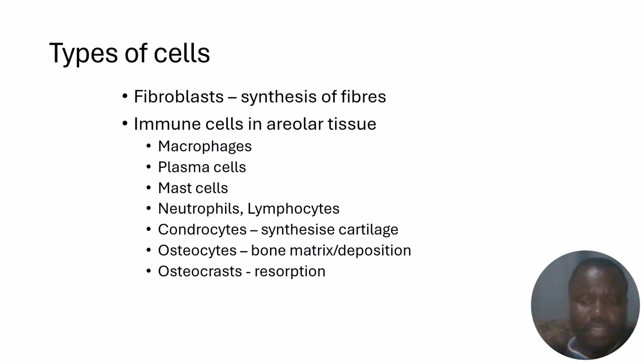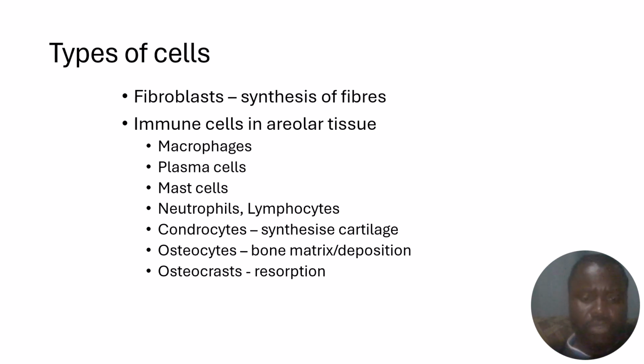Then we have mast cells. Mast cells are very important in producing allergies. Allergies are a signal that you're exposed to substances that are not part of your body, and the body is trying to defend itself. So they produce histamine that produces all these allergic related reactions. Then we have neutrophils, which are white blood cells, and lymphocytes, which are white blood cells.